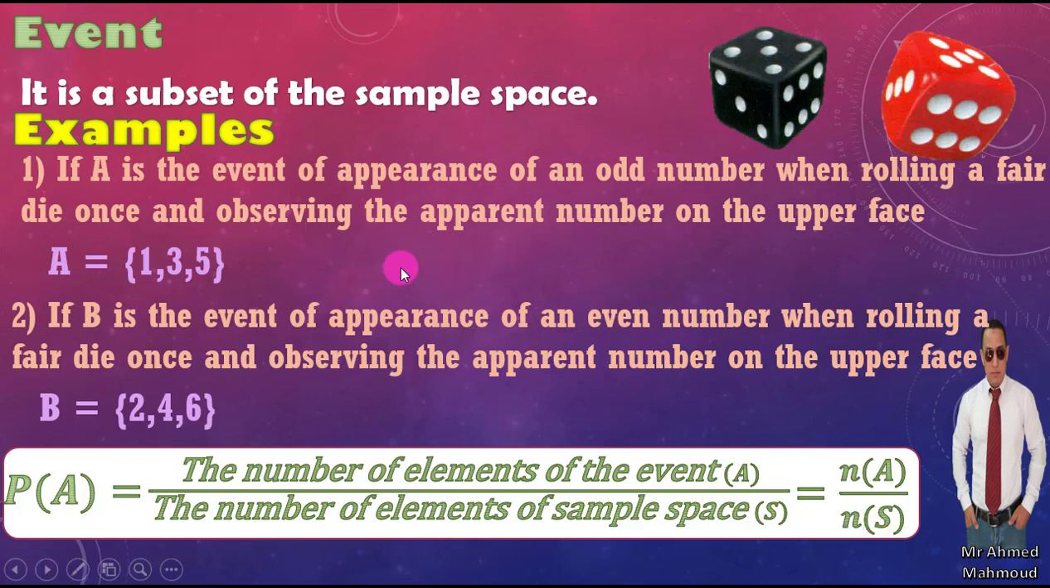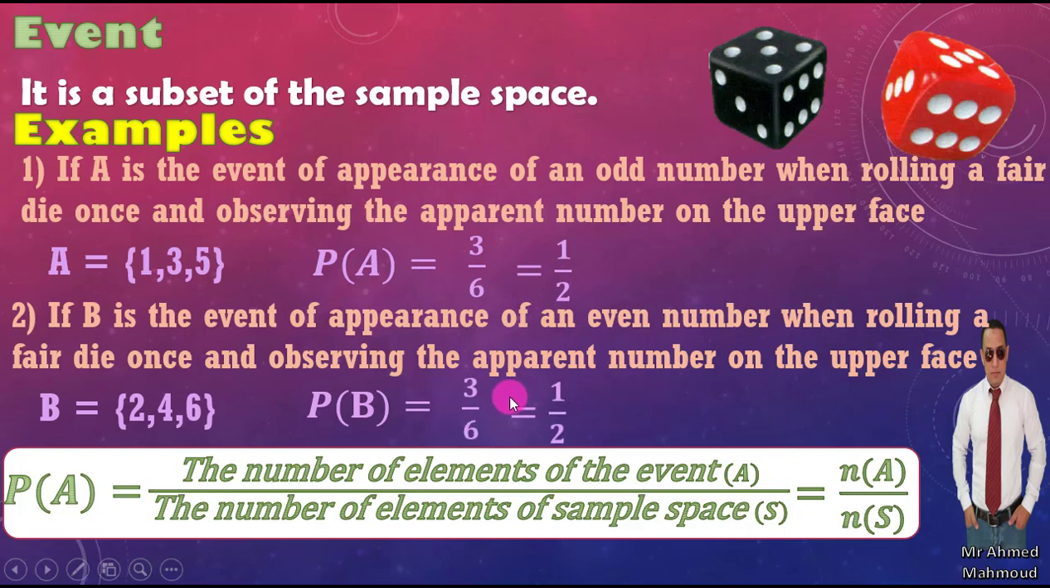For example, if I need to evaluate the probability of the event A, A includes 1, 2, 3, which is 3 elements, and S, the sample space, includes 6 elements. So the probability of A equals 3 over 6, and 3 over 6 in the simplest form equals 1 over 2, or 0.5 in decimal form. And B also has 3 elements over 6, which equals 1 over 2.